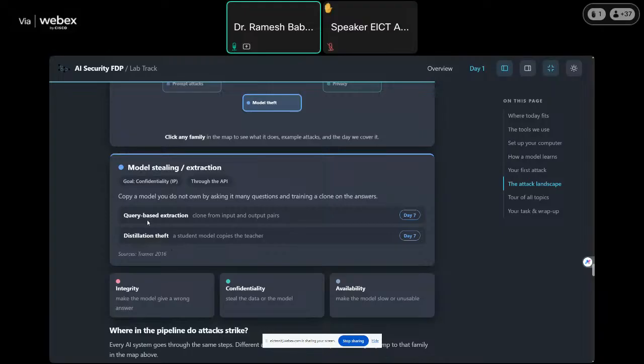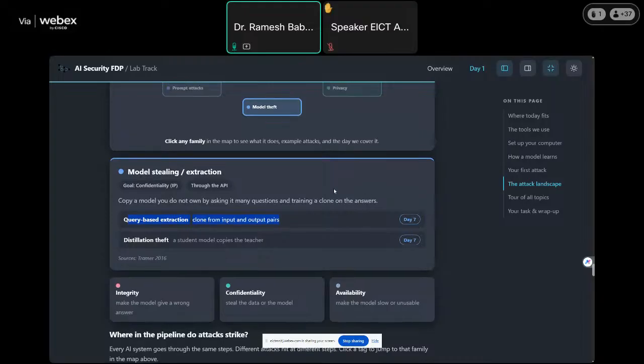The second one is query-based extraction. It is very popular for reasoning-based models. Recently there are a lot of reasoning models, and whenever they produce some output, they generate a trajectory of thoughts, what they were thinking. So this attack is very popular for reasoning-type models. We will cover them on day 7.